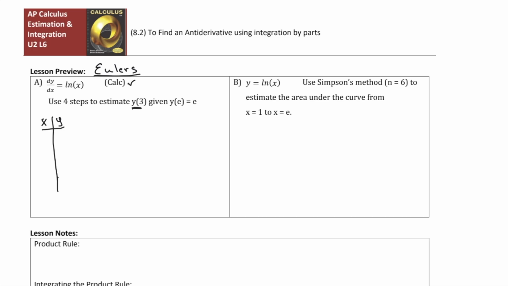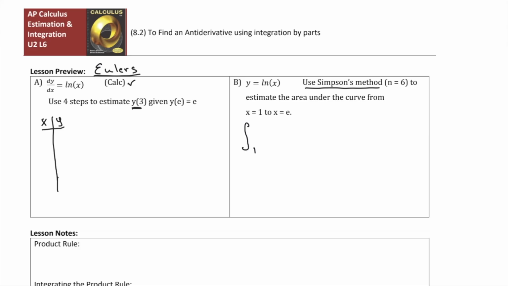For question B, I'm asking you to use Simpson's method, a blast from the past, where n is equal to 6. Go ahead, use that to estimate the area under the curve from x equals 1 to x equals e. Get started. When you were working on question B, did you remember that you should first write your integral?